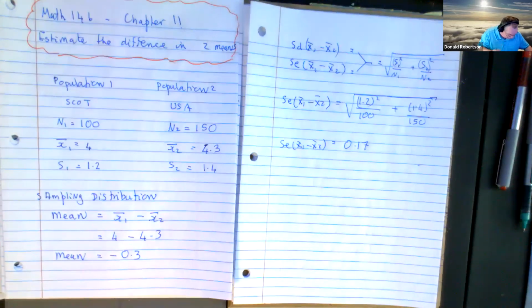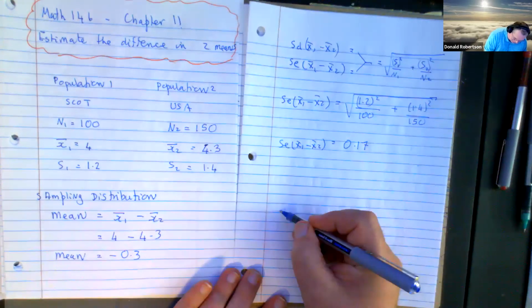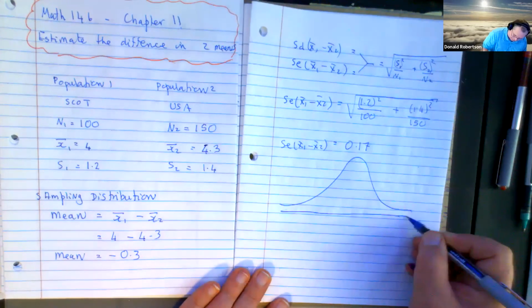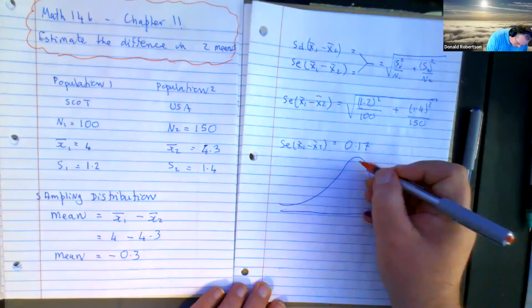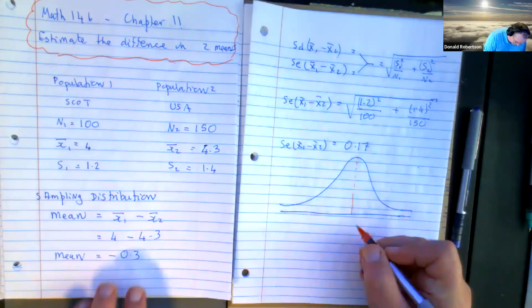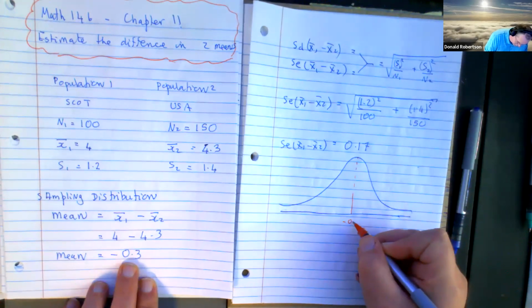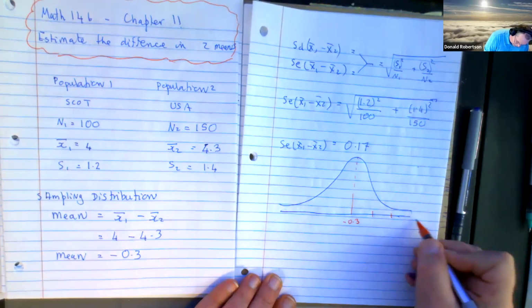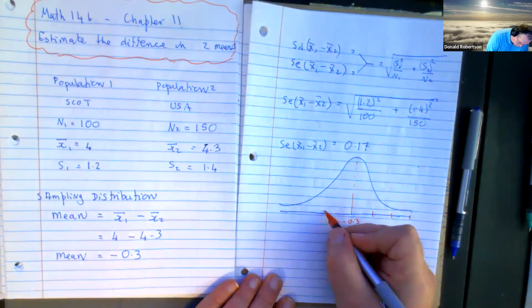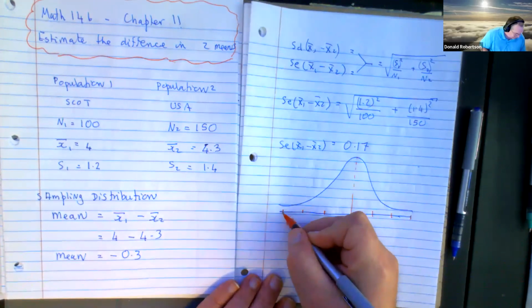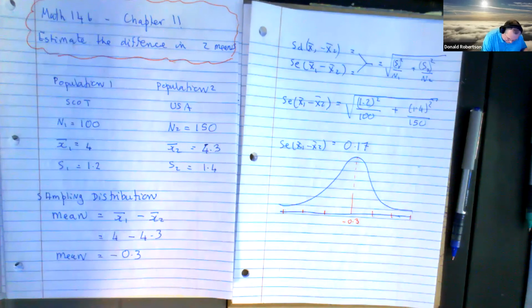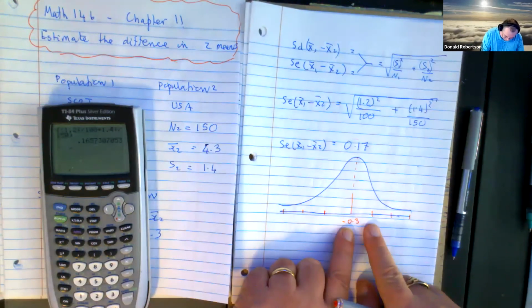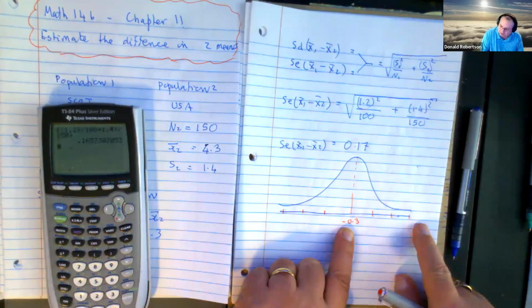Now the sampling distribution has this shape to it. So this is what would happen if you took lots and lots of samples. Right in the middle, you get this guy, negative 0.3. And then you go 1, 2, 3 standard errors this way, 1, 2, 3 standard errors that way. Now, since the standard error is 0.17, don't I just add 0.17, add 0.17, and add 0.17?